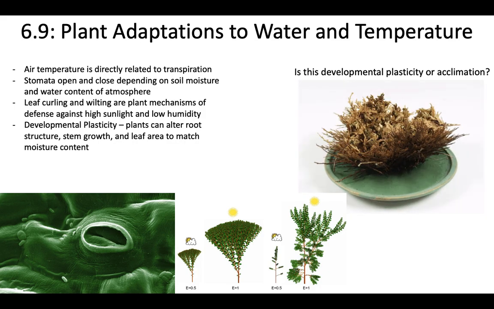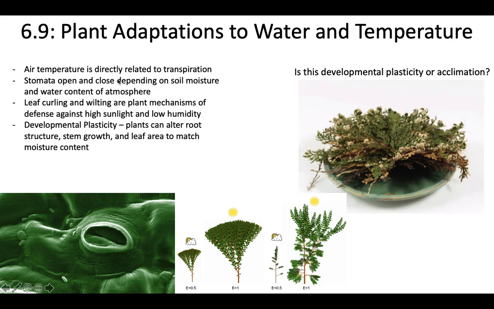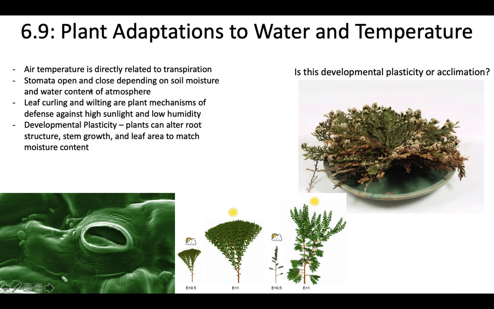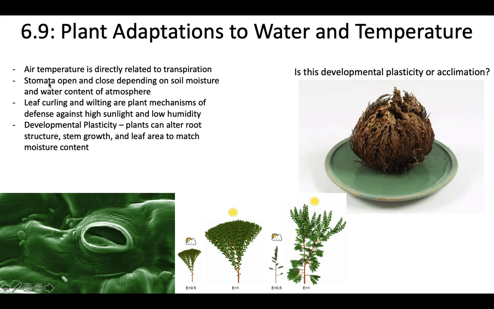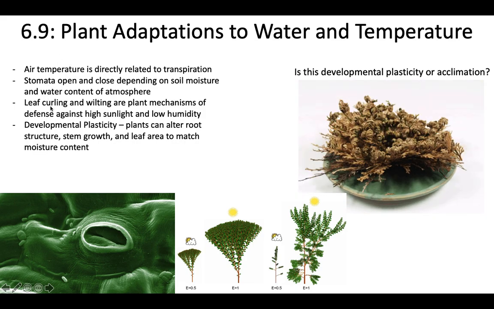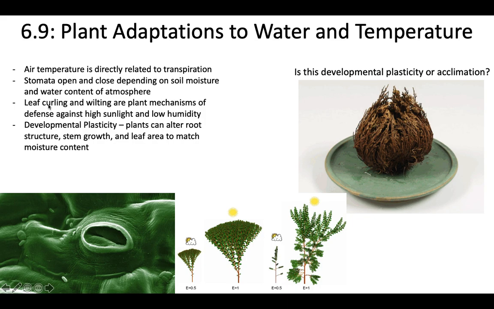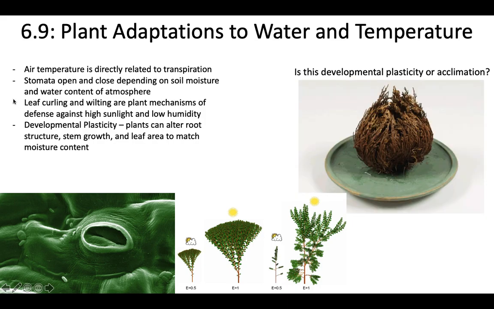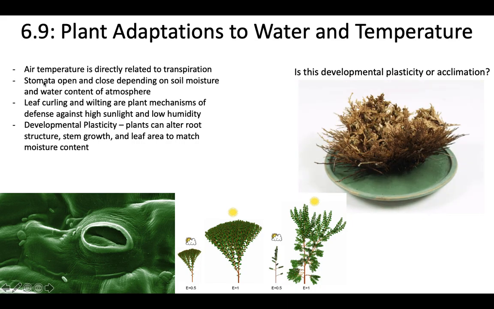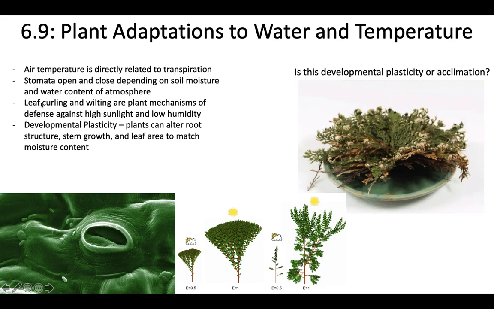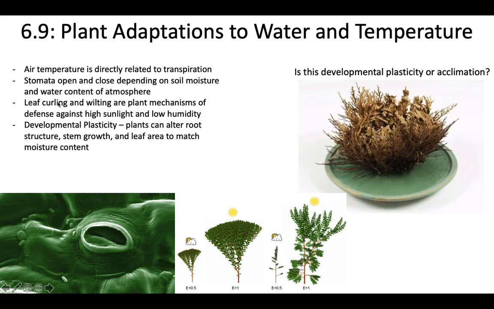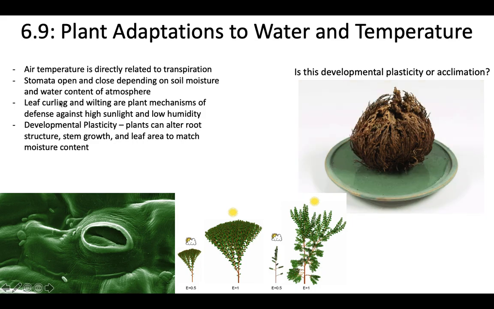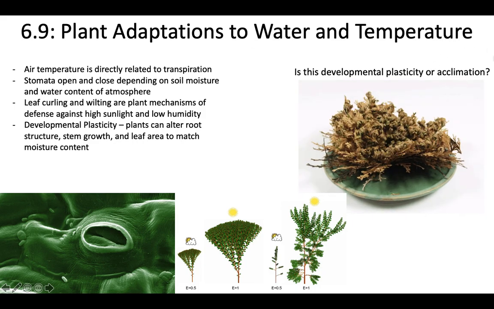Stomata will open and close, as you know, based on turgor pressure, depending on soil moisture and water content in the atmosphere. And all of these, stomata opening and closing, leaf curling and wilting, are examples of phenotypic plasticity, but not developmental plasticity, because they can switch back and forth to their leaves curling or wilting. So stomata opening and closing and leaf curling and wilting is an example of acclimation.